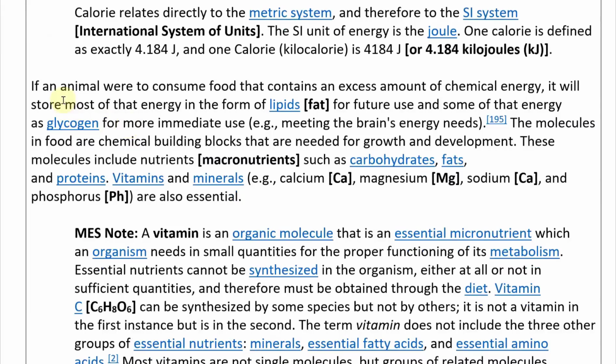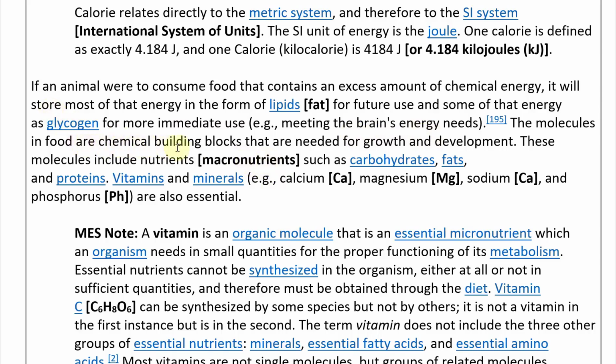So if an animal were to consume food that contains an excess amount of chemical energy, it will store most of that energy in the form of lipids or fat for future use, and some of that energy as glycogen for immediate use, e.g. meeting the brain's energy needs. So you need some of the energy right away.